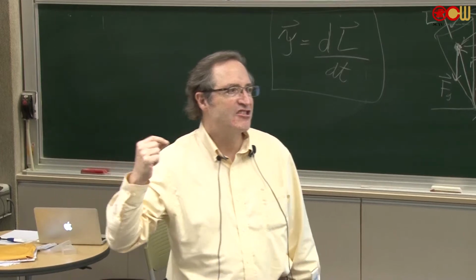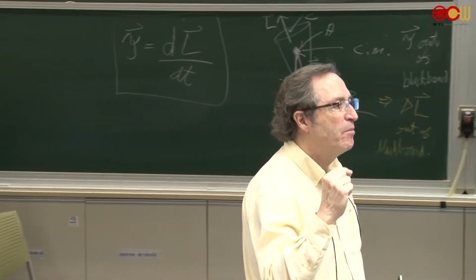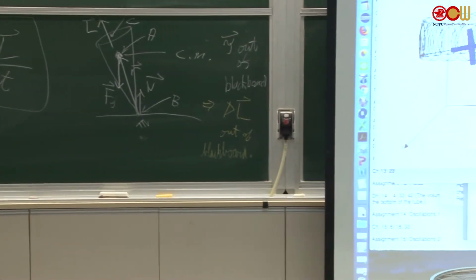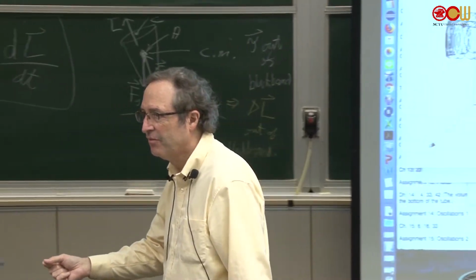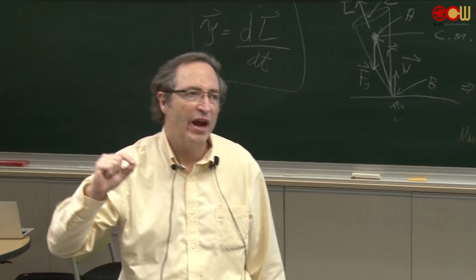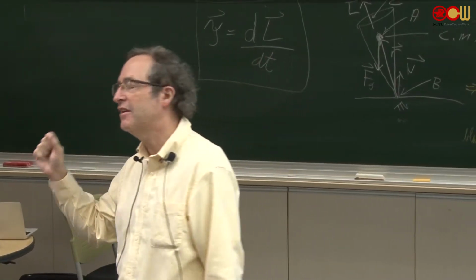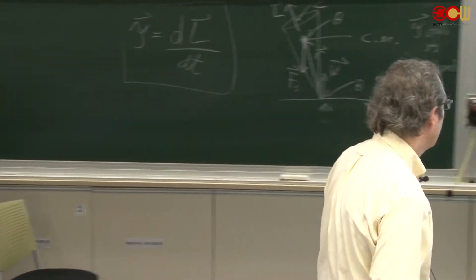So if the change in L is perpendicular to L, all that does is change the direction of L. Just like if the acceleration is perpendicular to the velocity, it does not change the speed of the object. It just changes its direction. It can make it go around in a circle. Okay? So that's what we have here.